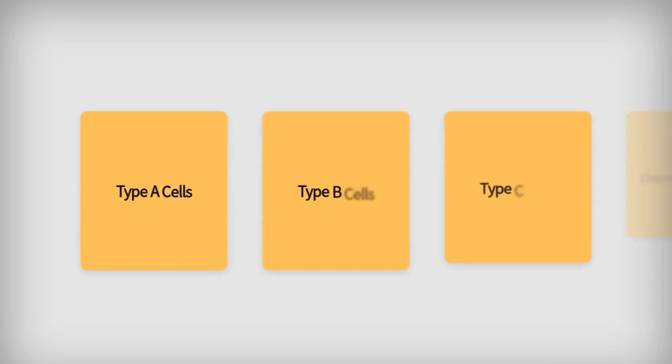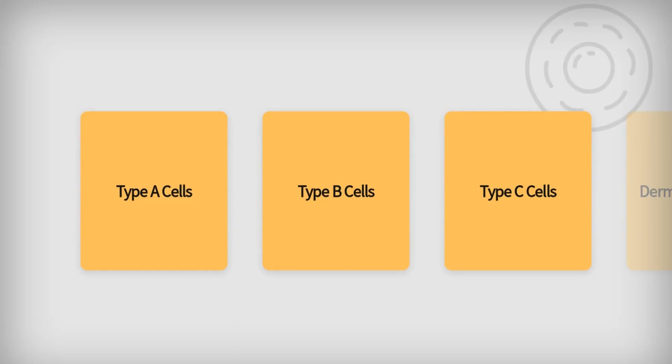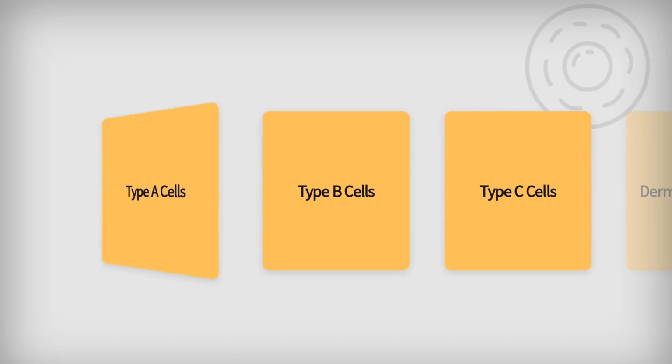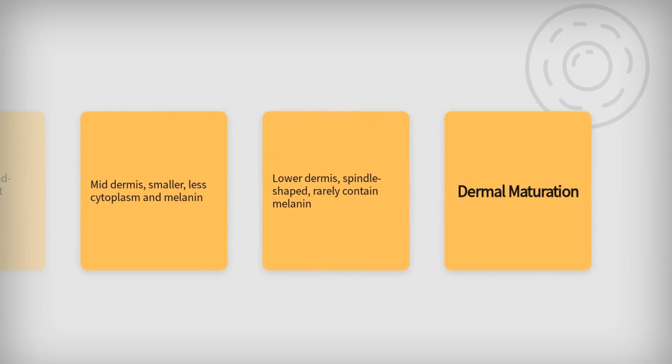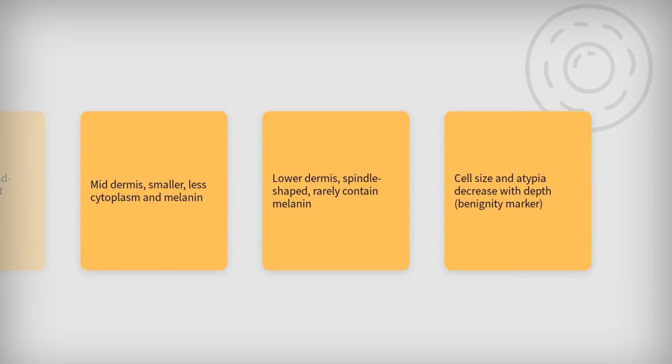Nevus cell maturation is a crucial marker for benignity, with cell size and atypia decreasing as depth increases. Type A cells are found in the upper dermis, round cuboidal, and contain abundant melanin. Type B cells are located in the mid-dermis, smaller, with less cytoplasm and melanin. Type C cells reside in the lower dermis, are spindle-shaped, and rarely contain melanin. Dermal maturation is marked by decreasing cell size and atypia with depth, a key indicator of benignity.